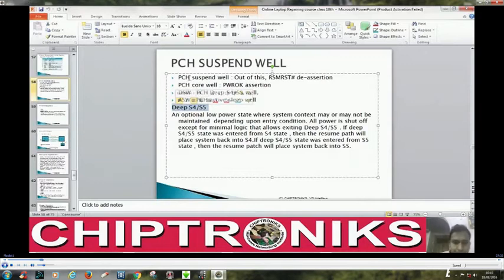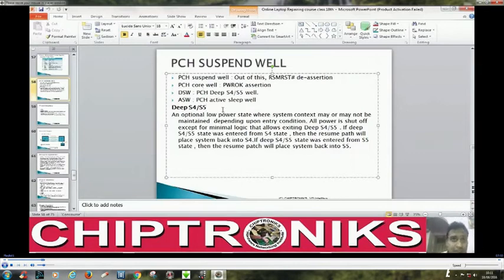right? So up till now we have discussed how many kinds of power wells there are in the laptop motherboard: RTC well, suspend well, core well, right? RTC well, suspend well, and core well.